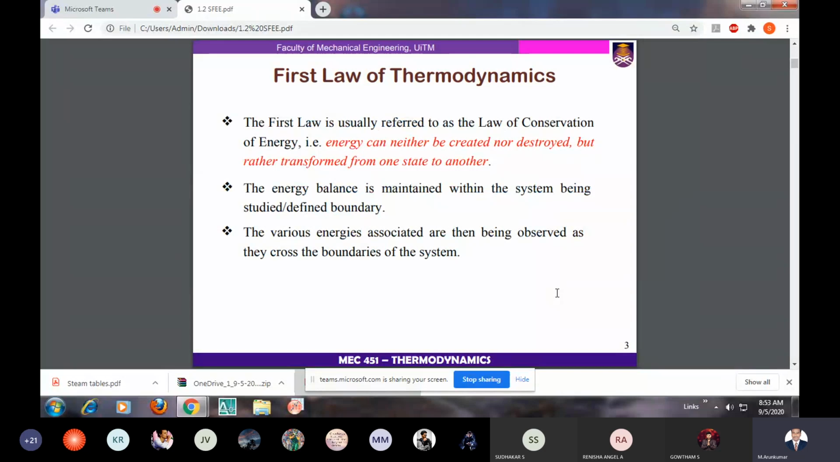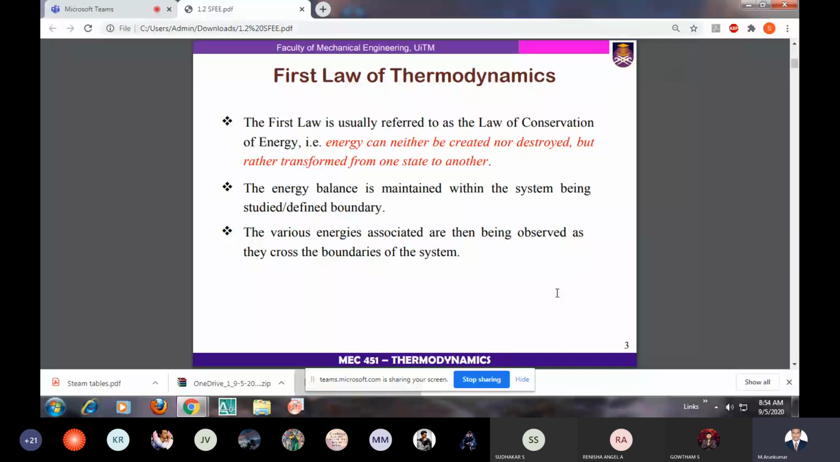Then the first law is usually referred to as the law of conservation of energy. That is, energy can neither be created nor destroyed, but rather transformed from one state to another. So this law of conservation of energy is applicable to the first law of thermodynamics. What we are trying to say is, energy can neither be created nor destroyed. So the energy balance is maintained within the system being studied, within the defined boundary. The various energies associated are observed as they cross the boundaries of the system.